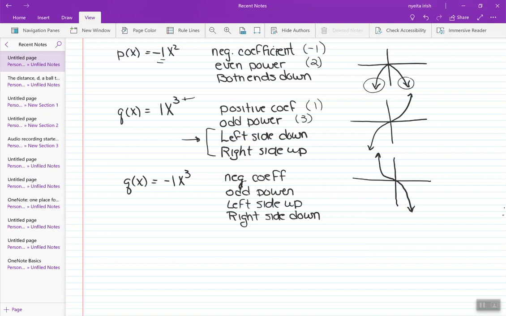This is also true for example, g of x equals 31x to the 9th power. Positive in front, odd means left side down, right side up. Now you can take a look at the graphing calculator and see it'll maybe do something weird in the middle, but definitely the left side's down, the right side's up.